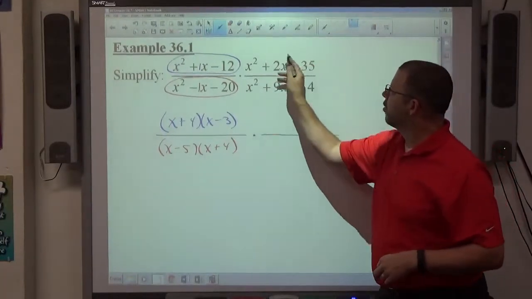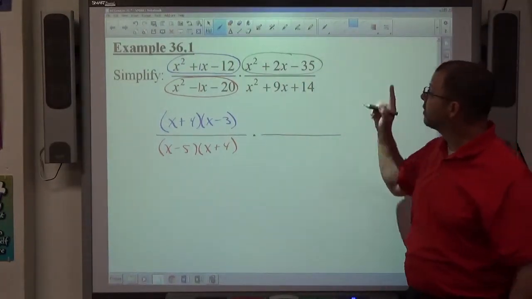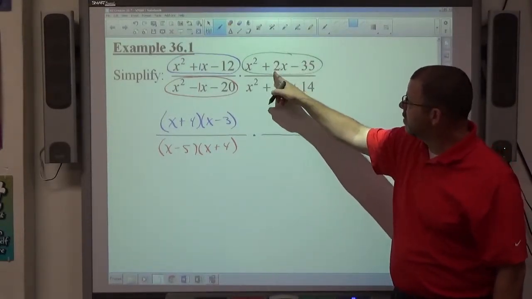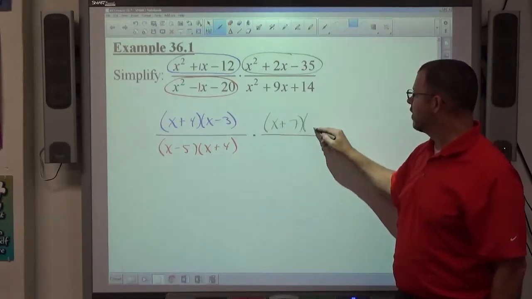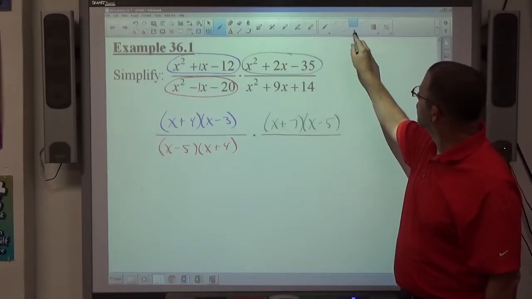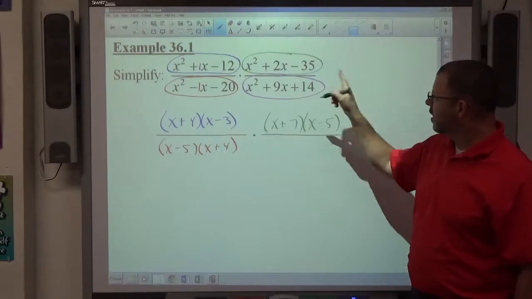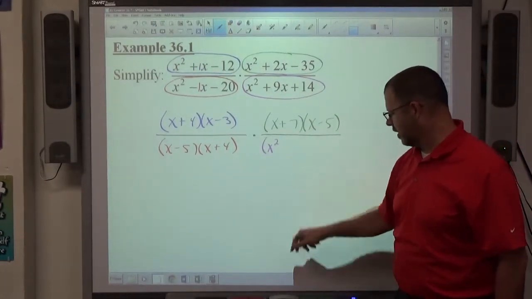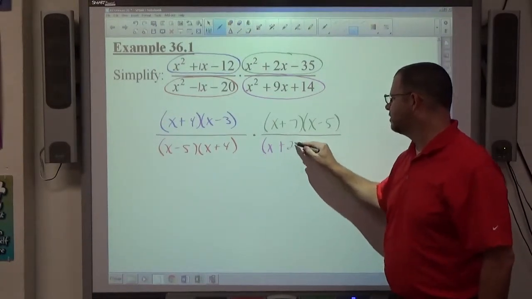My third polynomial here, x squared plus 2x minus 35, again, quadratic trinomial. Negative 35 would be positive 7 and negative 5. 7 minus 5 makes 2, so x plus 7 and x minus 5. And finally, let's go with this purple color, x squared plus 9x plus 14. 2 times 7, 2 plus 7, so x plus 2 and x plus 7.